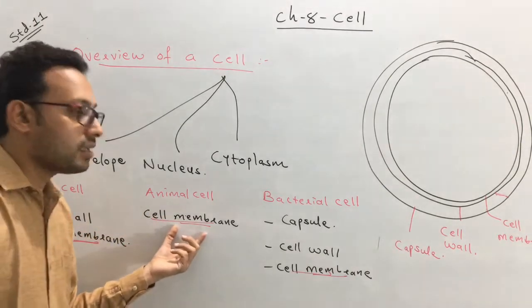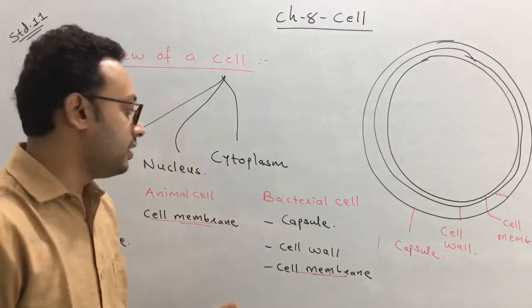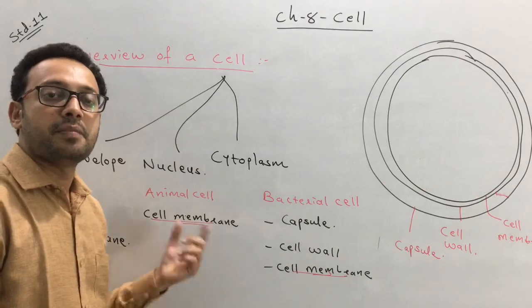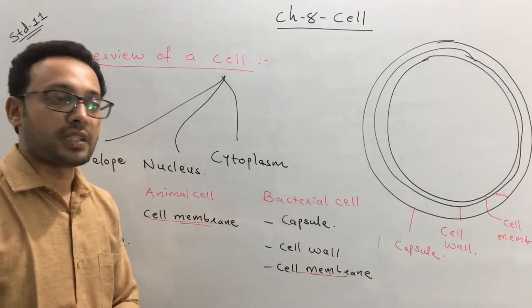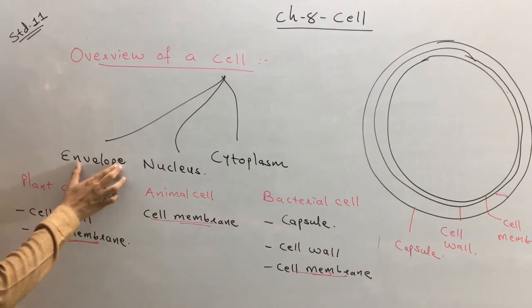And how many layers surround an animal cell? Animal cell has just a single layer, and this is called the cell membrane. So that's all about the first component of a cell, the envelope, the boundary.